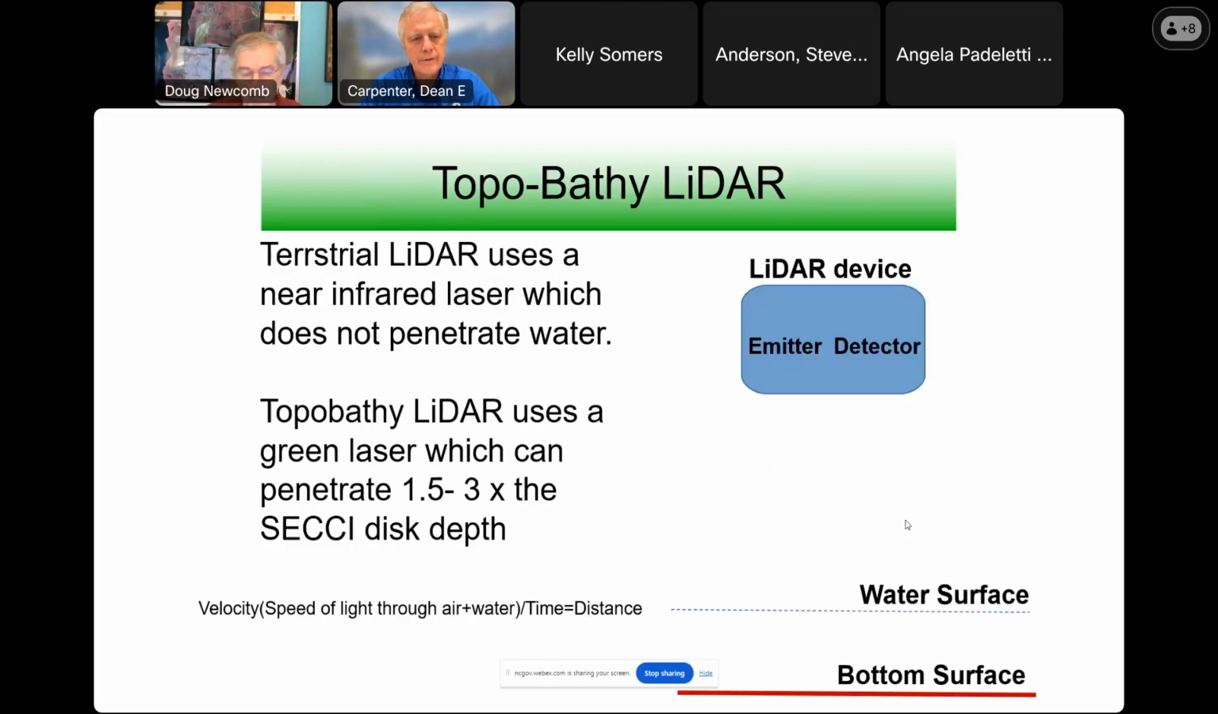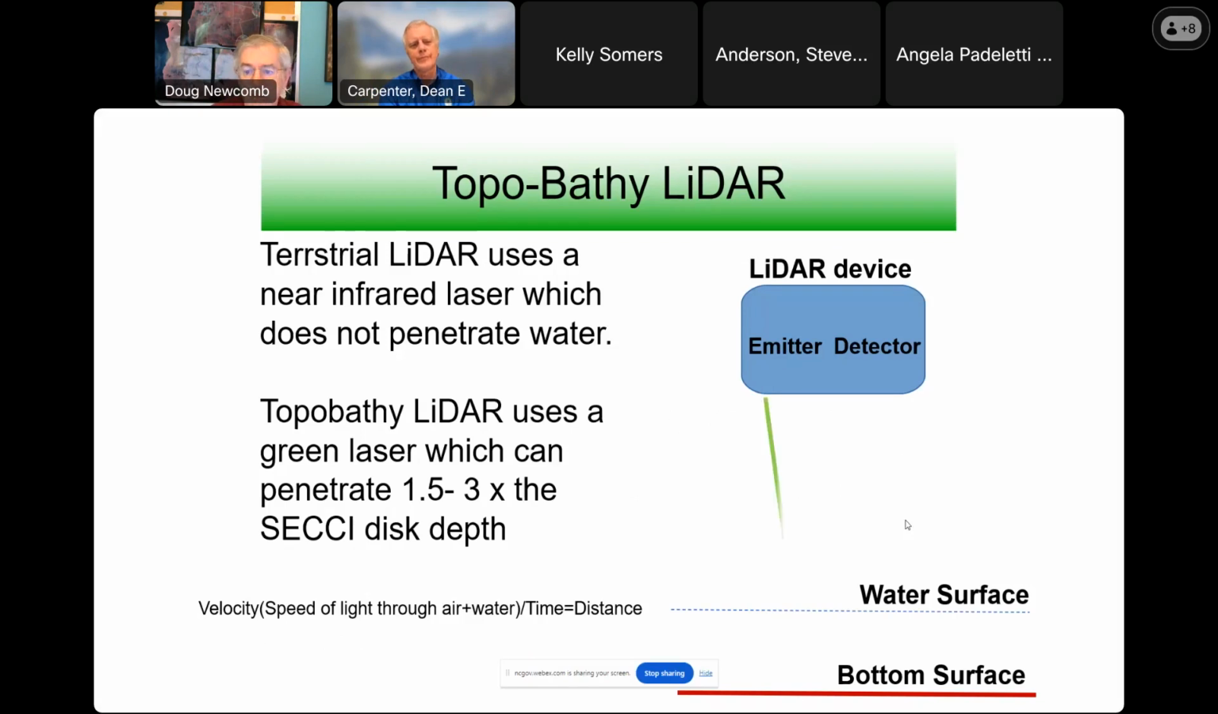Now, you also have topographic LiDAR, which uses the near-infrared laser. That doesn't work too well. It doesn't really penetrate water, and when it hits water, it can do some really strange things and throw off your Z values. So when you're trying to do bathymetric work, you tend to use a green laser, which can penetrate between 1.5 to 3 Secchi depths.